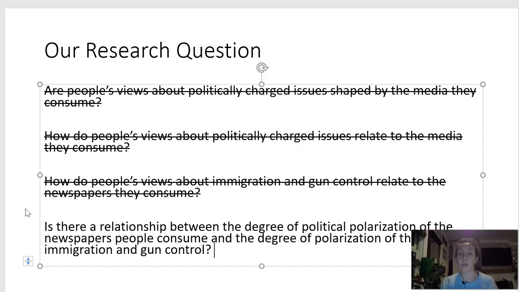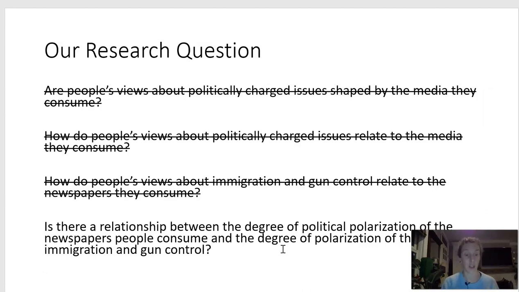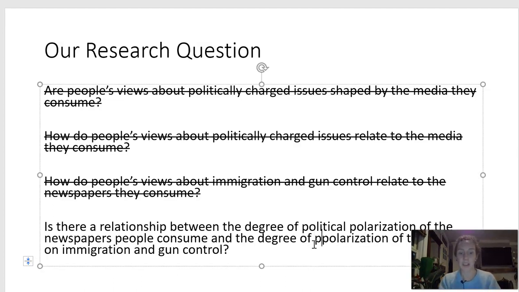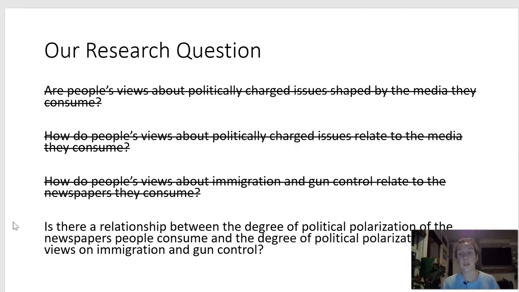Is there a relationship between the degree of political polarization of the newspapers people consume and the degree of polarization of their views on immigration and gun control? Right. So here we are actually asking about political polarization. We've stated the thing that we're going to measure, degree of political polarization and degree of political polarization of their views of these two specific issues. So here it's specific. It's about political polarization of newspapers and political polarization of their views. It's measurable because we're measuring the degree of that polarization.